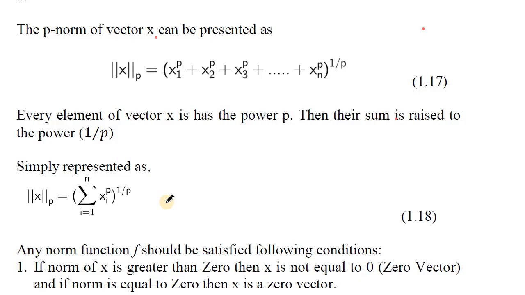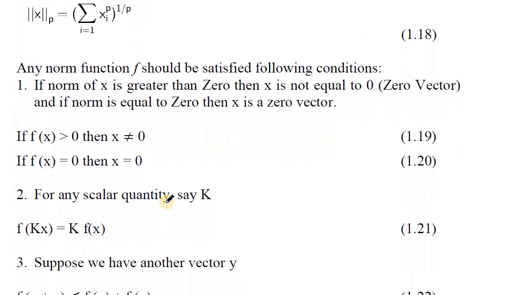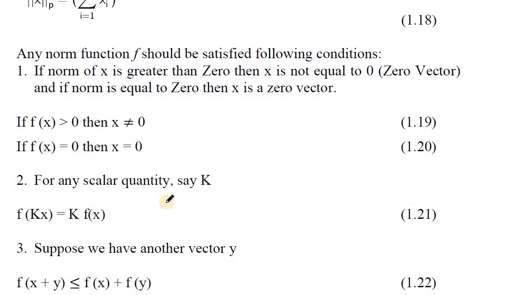Now, the norm function should satisfy following condition. This comes in exam many a time, so please do it nicely. If norm of x is greater than 0, then x is not equal to 0. मतलब वो 0 वेक्टर नहीं हो सकता. अगर किसी भी वेक्टर का नॉर्म 0 से बड़ा है तो वो वेक्टर 0 वेक्टर नहीं हो सकता. And if norm is equal to 0, then x has to be a 0 vector. Norm अगर 0 है तो x has to be a 0 vector.